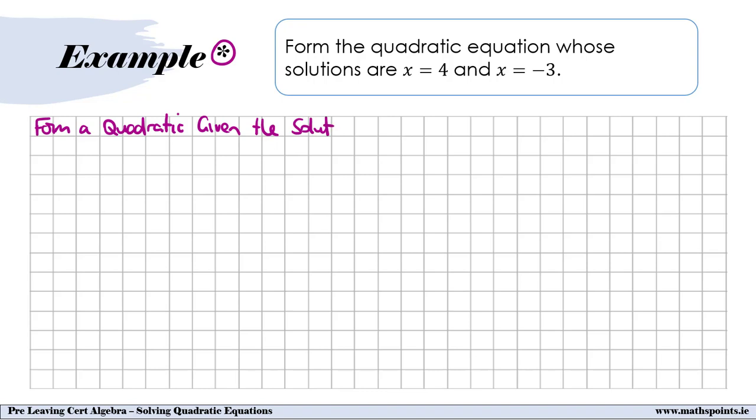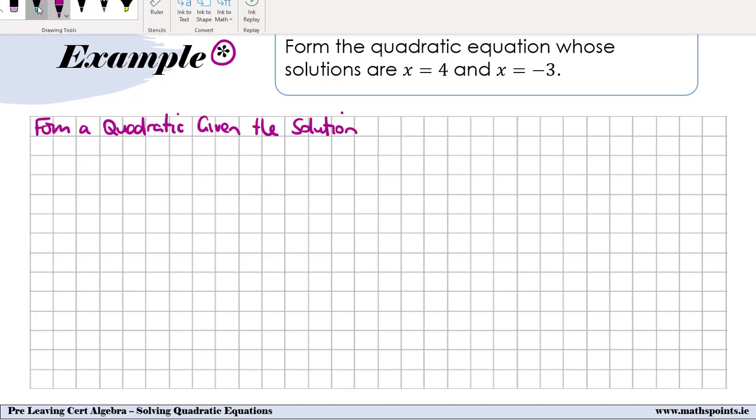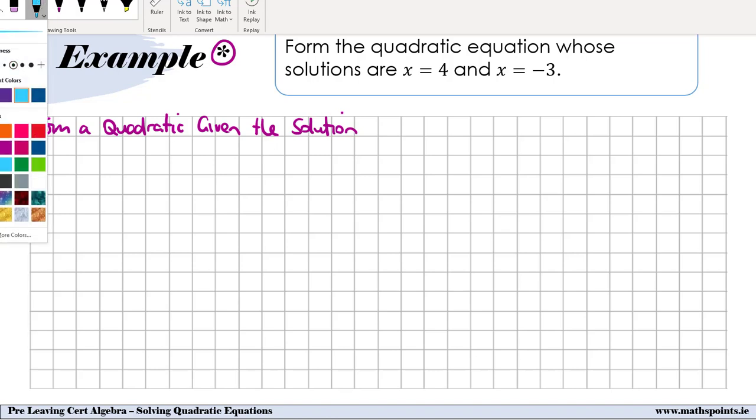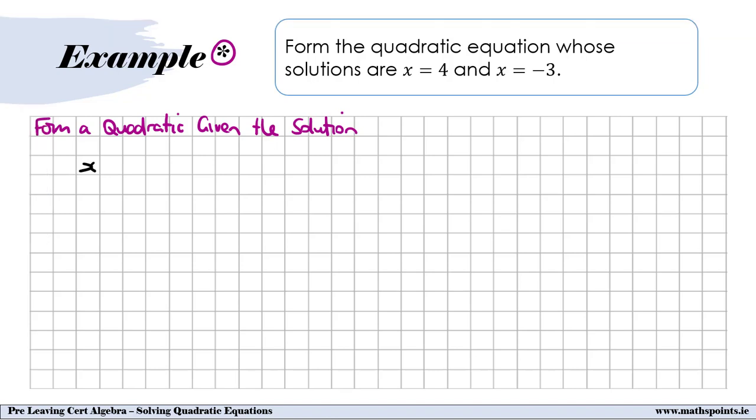In this example, I've been given that the solutions of a particular quadratic are x equal to 4 and x equal to minus 3. So let's write those down. So x equals 4 and x equals minus 3. And the question is, what was this quadratic?